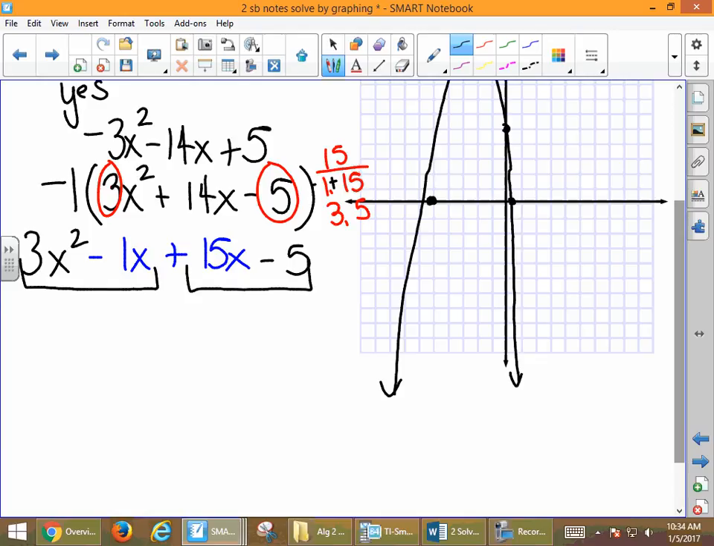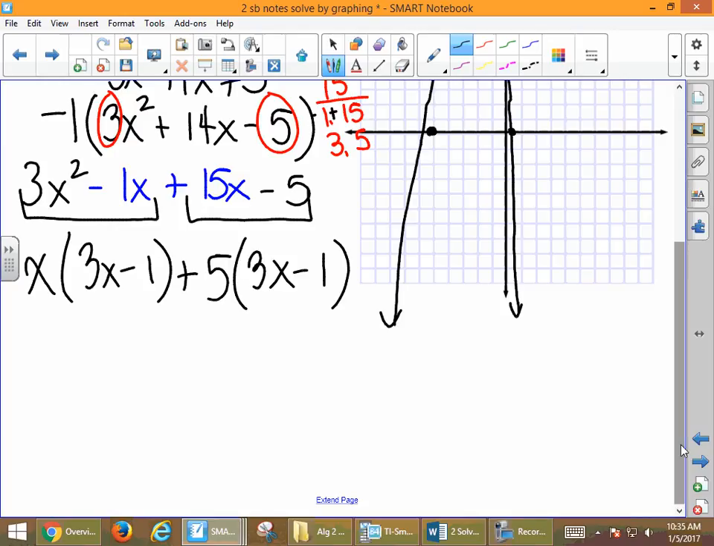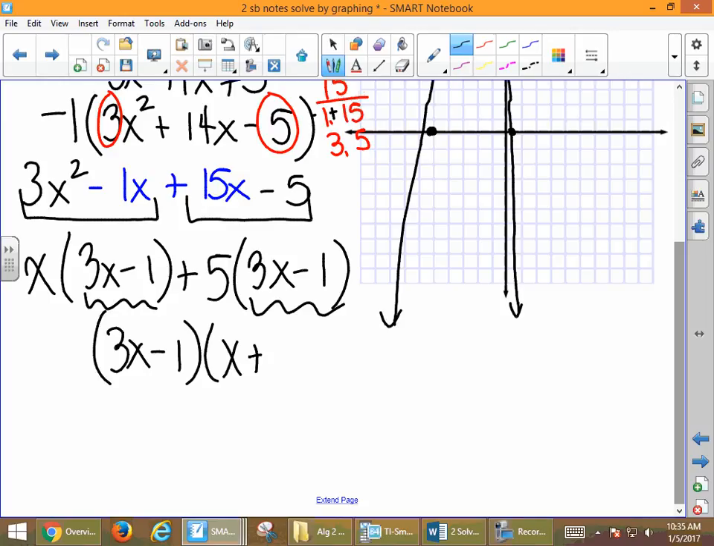So in our first group, we have x. That's our GCF. And it's 3x minus 1. In our second group, the GCF is 5. And we're left with 3x minus 1. 15 divided by 5 is 3. 5 divided by 5 is 1. And what we see from our groups here is we've got the 3x minus 1 and the 3x minus 1 in both groups. And then we've got an x plus 5.